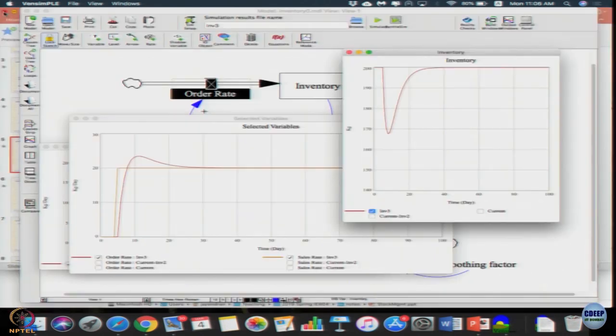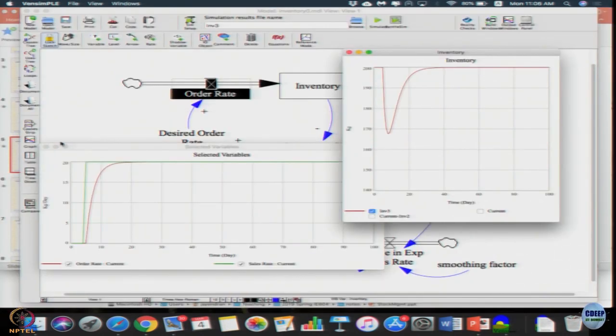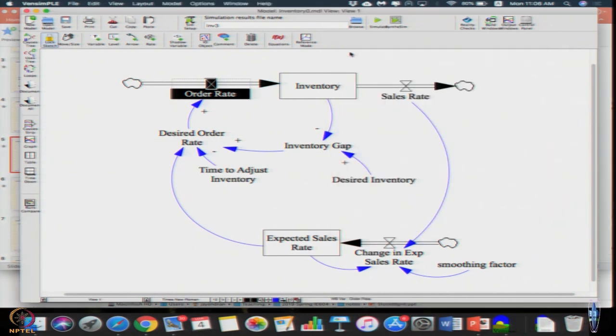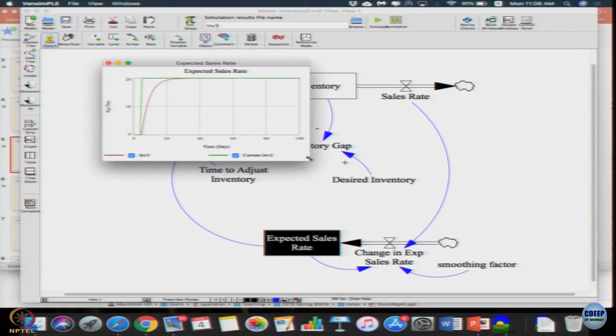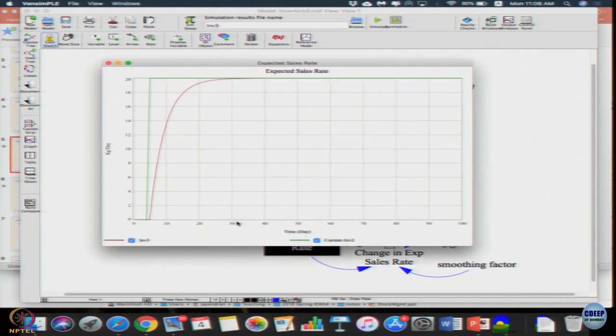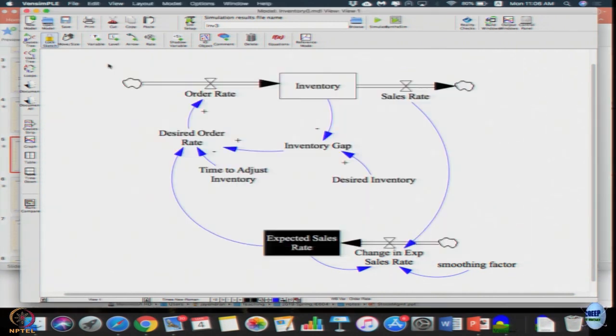Let's observe how the expected sales rate changes. Previously the expected sales rate would have changed instantaneously because you used instantaneous information. But now it will gradually approach because it is a first order delay and exhibits goal seeking behavior. Any questions on this? Is it clear? Right.